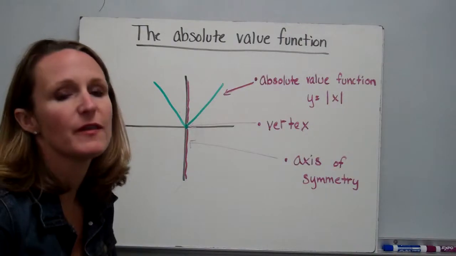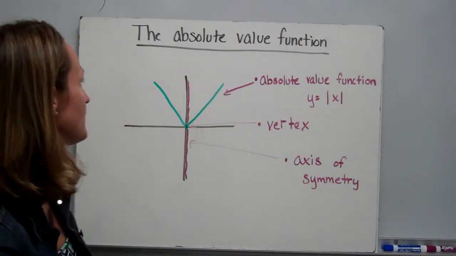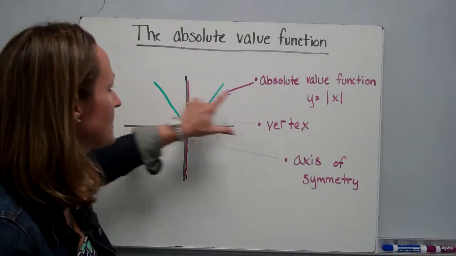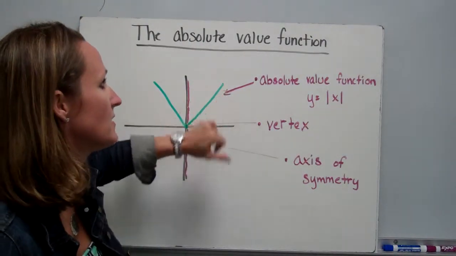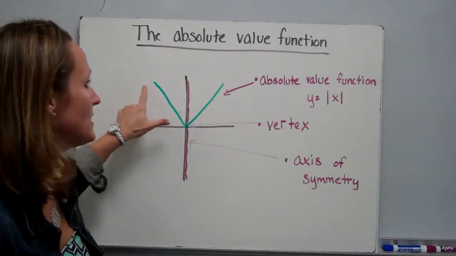In this video we're going to talk about the absolute value function and how to graph it and how to transform it. So the absolute value function graph is always going to be a V. Your absolute value function is y equals the absolute value of x. And it's going to be a V.